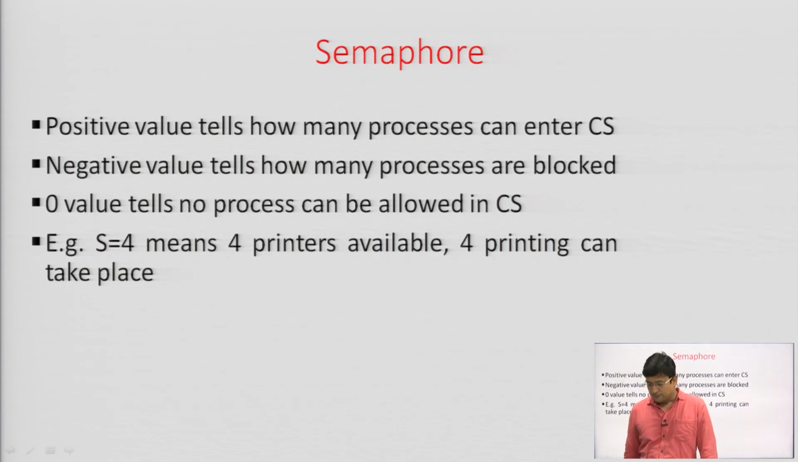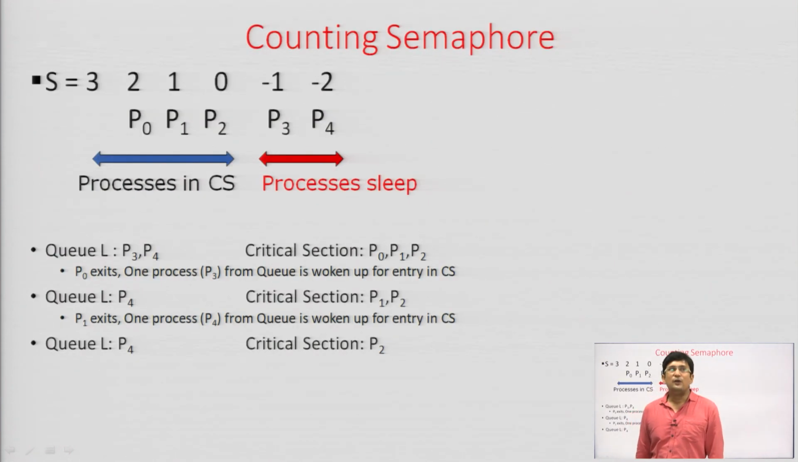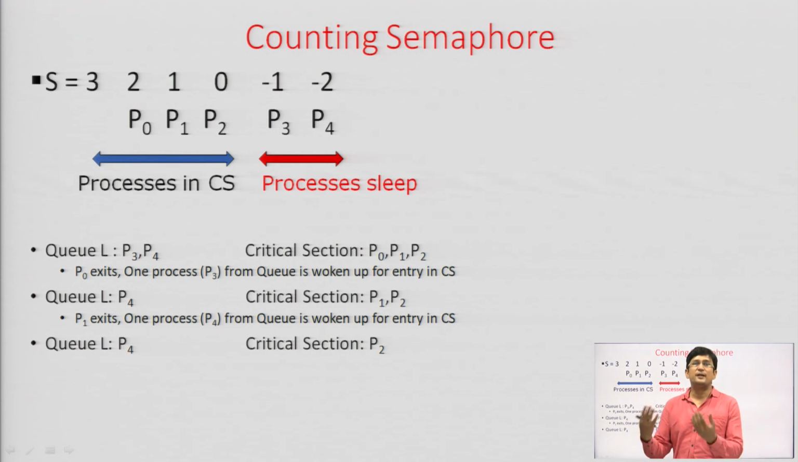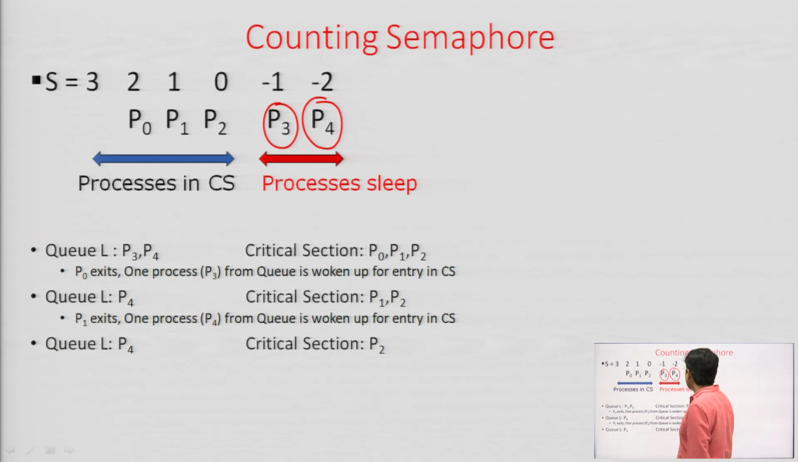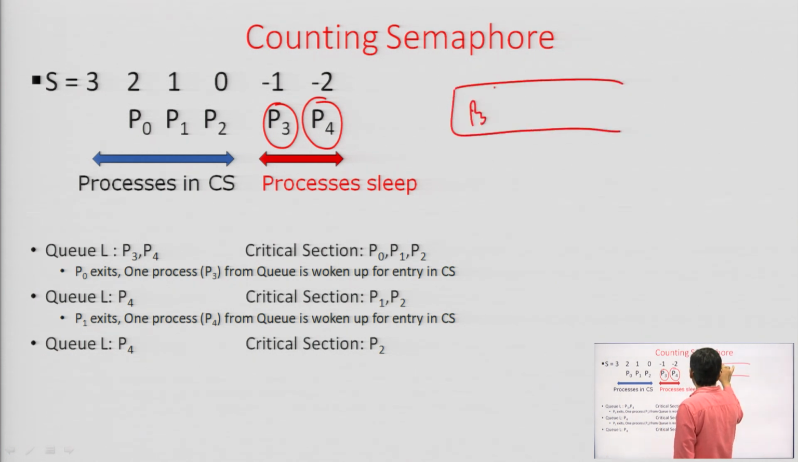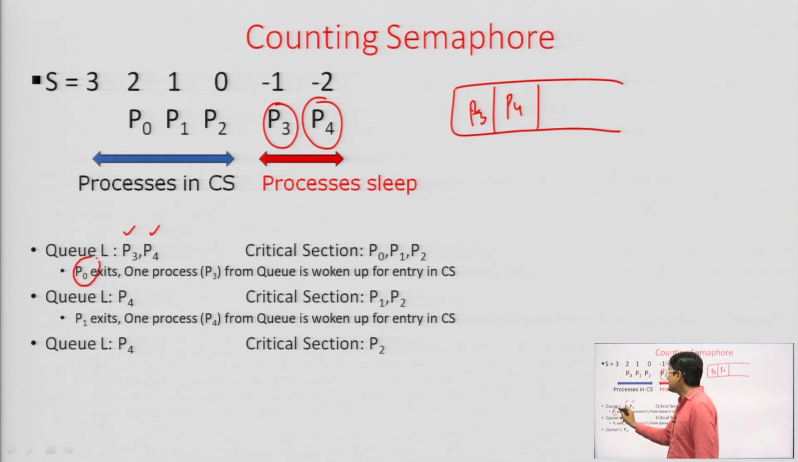Now, if the value of the semaphore is 4, it means that 4 processes can enter the critical section. Fine. Now, let us say the value of the semaphore is 3, let us demonstrate once again what we have discussed, and see what happens if one of the processes exits the critical section. Here we have already seen that the P0, P1 and P2 processes are in the critical section, but P3 and P4 are in the waiting state. So, let us say these are in the queue. Now, in the queue we have P3 and P4. Let us say the P0 process exits the critical section.